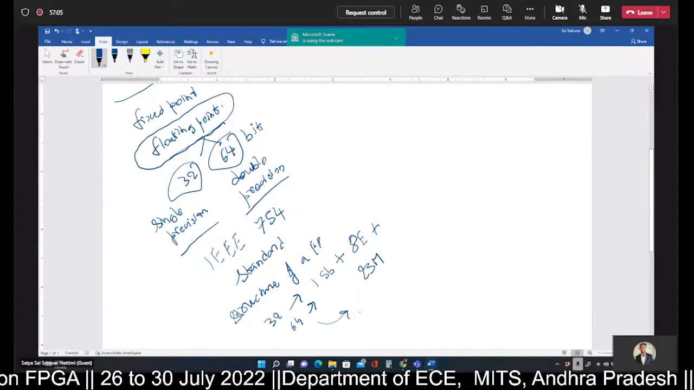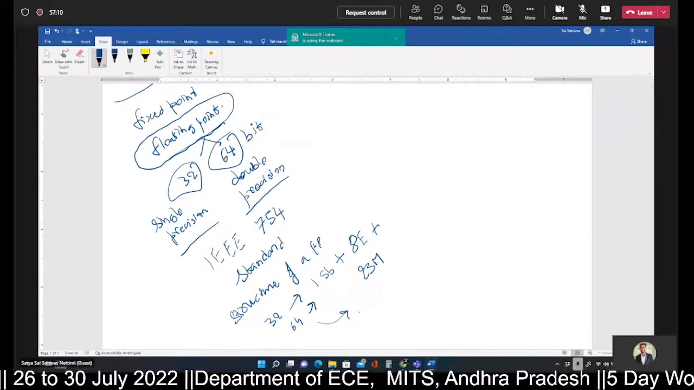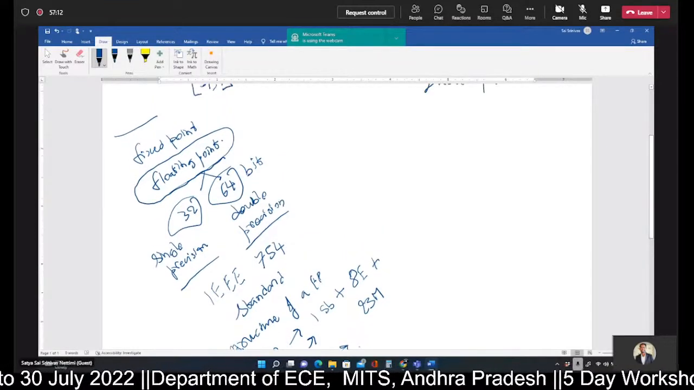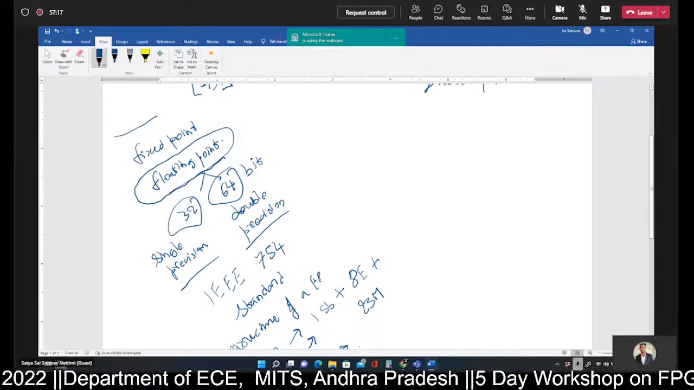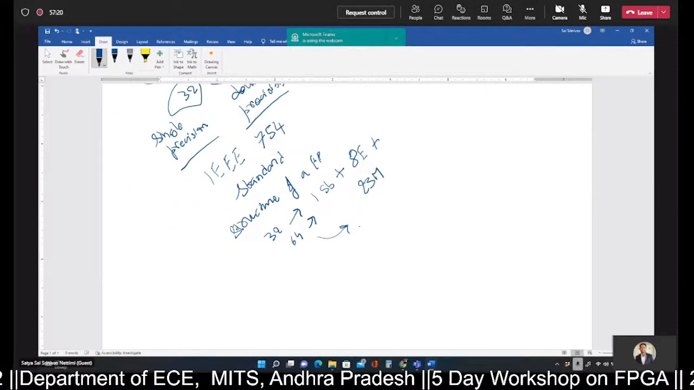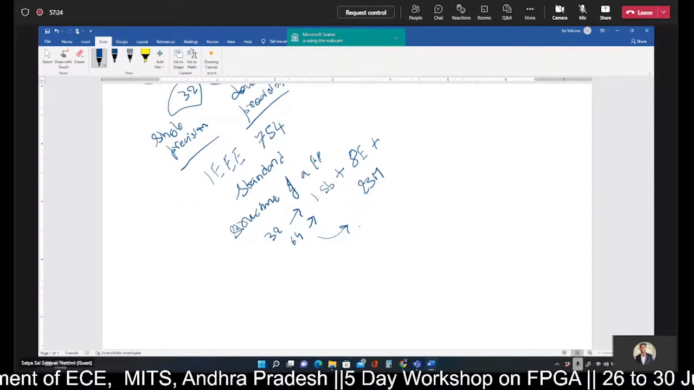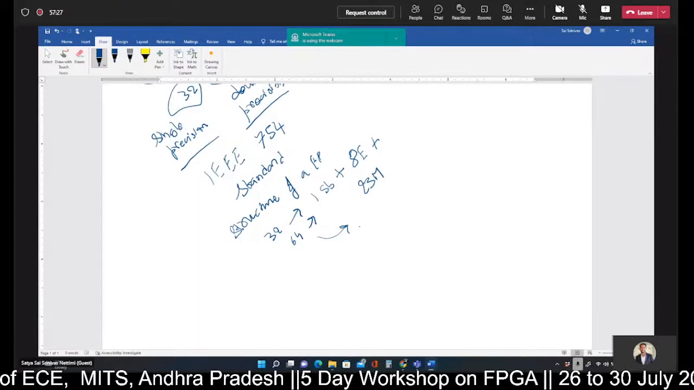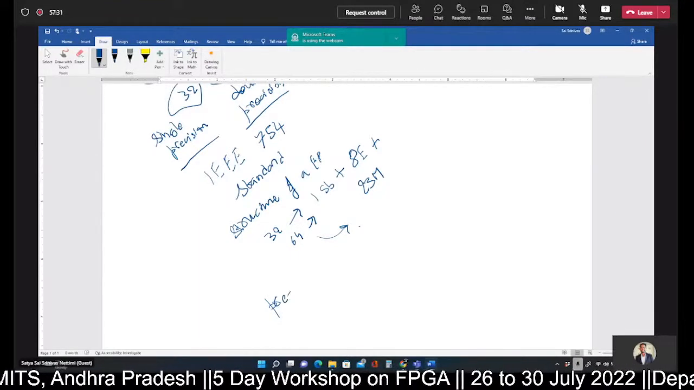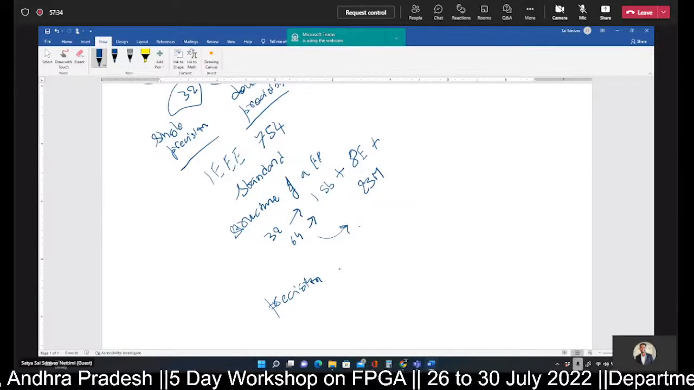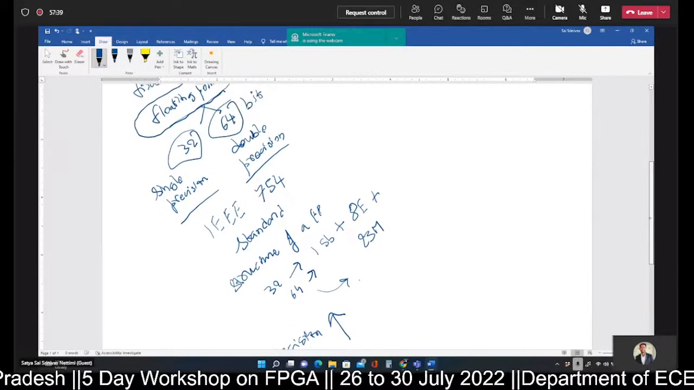But when designing custom hardware architectures, you have to decide whether to choose a fixed point or a floating point. Obviously, floating point will have a high precision value. Why? Because you are representing a data sample with a minimum of 32 bits in single precision or a minimum of 64 bits in case of double precision. So the precision is very high. That is the advantage of floating point.